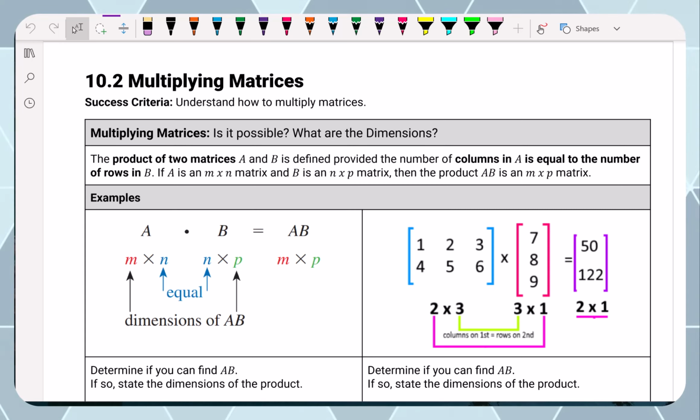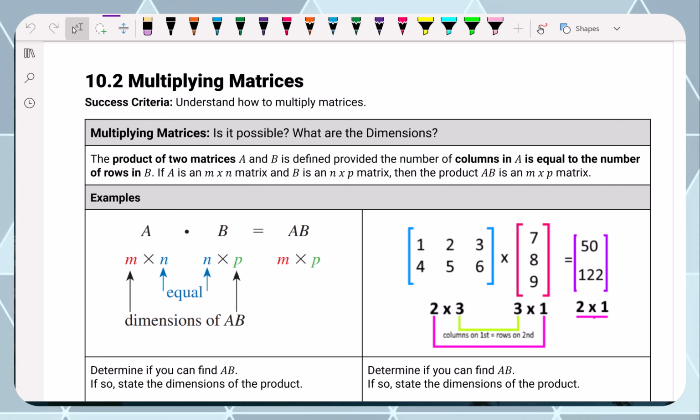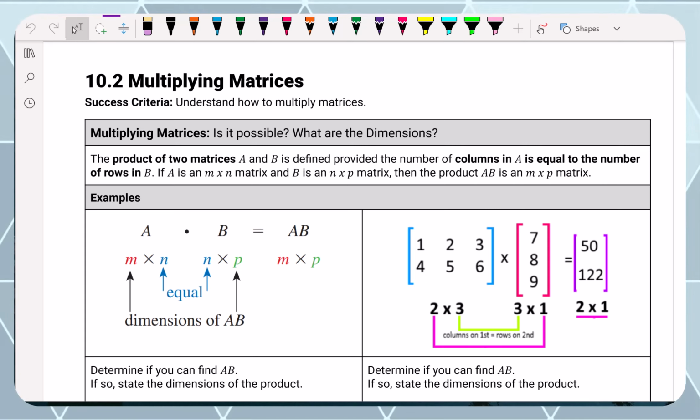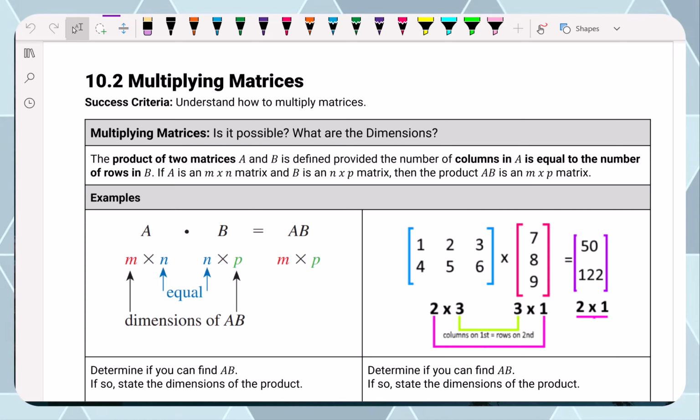Hello, so this is a video for 10-2, multiplying matrices. We are going to go a bit further than multiplying by a scalar. We are going to take a matrix and multiply it times another matrix. Now, this is going to be a little bit more challenging because it's not as straightforward. You don't actually match up like the top left with the top left and just multiply it. You have to follow a specific algorithm.